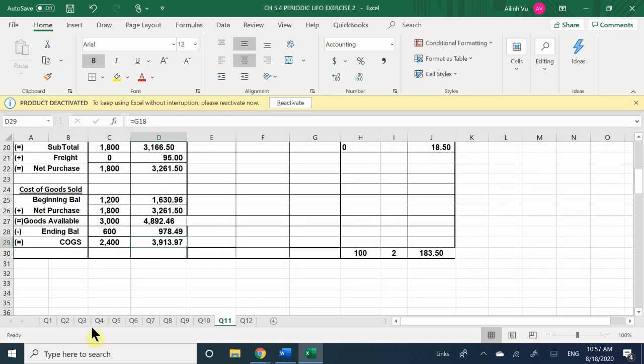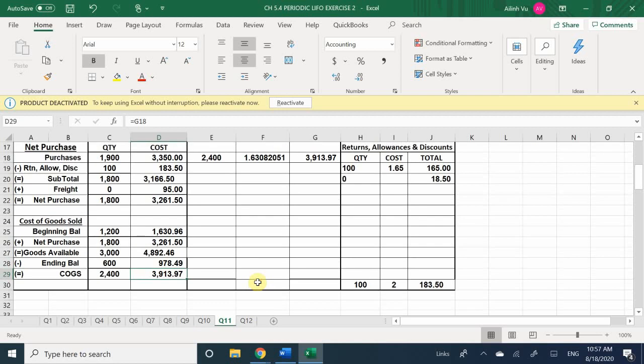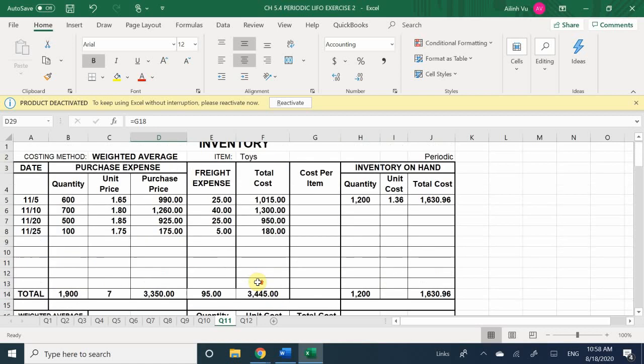All right. So, yes. When you do those returns and allowances, do you always subtract it from the latest delivery? In this assumption, right?